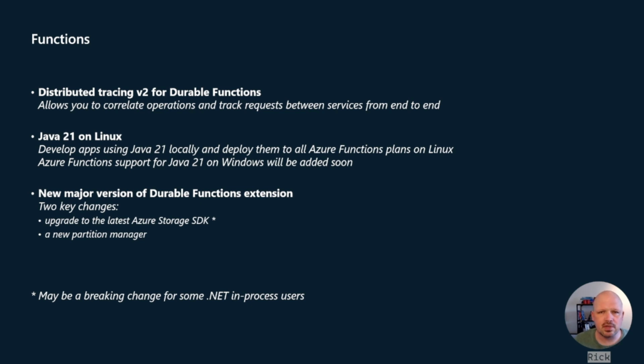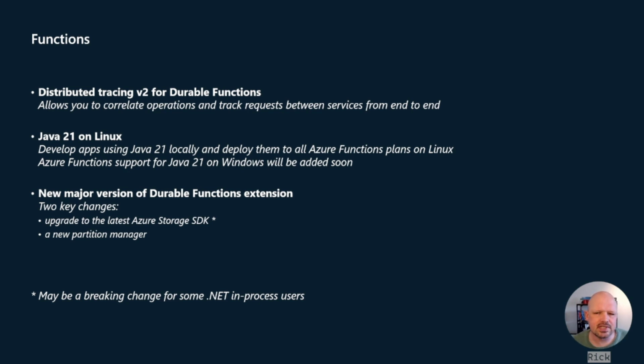Next, we have Java 21 support on Linux. So yeah, now you can develop apps using Java 21 locally and deploy them to Azure on functions running on a Linux plan. Azure Functions support for Java 21 on Windows will be added soon.